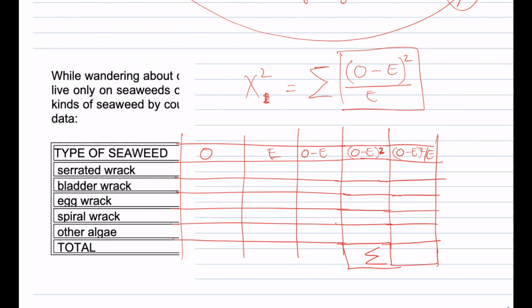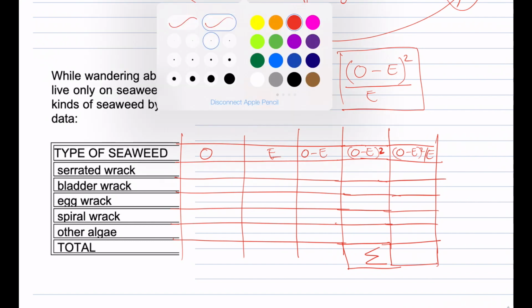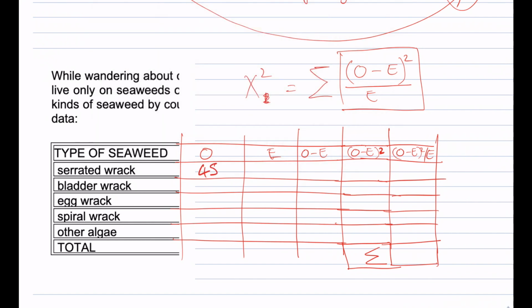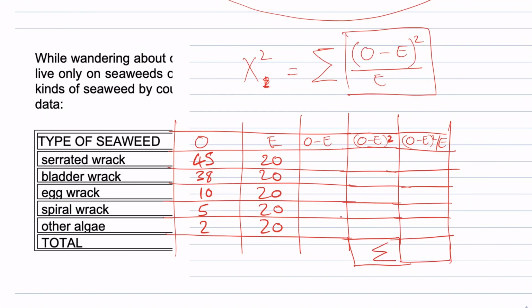Okay, so let's begin. We've got our data. So we've got 40, 45, 38, 10, 5, and 2. That's our observed data. That's the original data that we started with. And we said that, well, if there was no preference on each of the different types of seaweed, in that case we would expect an equal distribution of 20 in the expected. Then once we've got the observed and expected, we then do the subtraction.